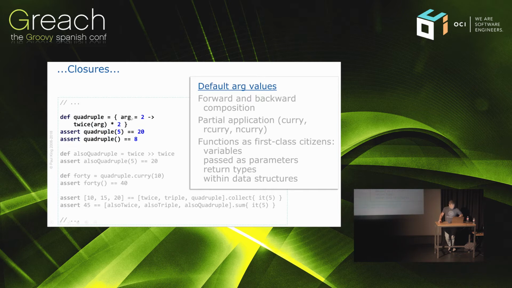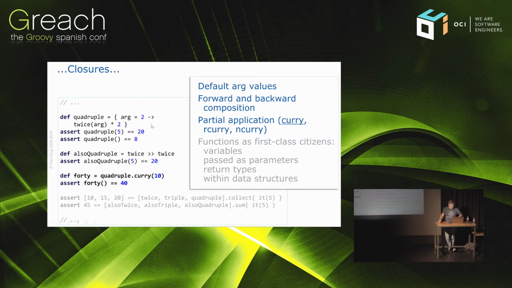Closure arguments as well, and there's an example there. We can compose closures. There's both forward and backward composition. We can do partial application. If I've got a closure that takes a certain number of parameters, I can fill some of those parameters in ahead of time, either from the left, from the right, or at a specific index.